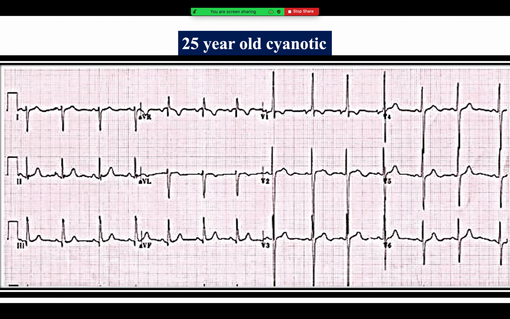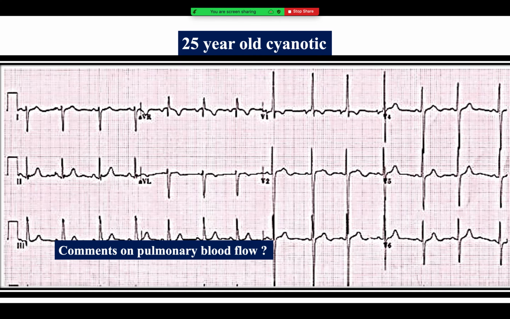Another 25-year-old but cyanotic. I'll show you my extra generosity. How? You can comment about the pulmonary blood flow. What do you say?